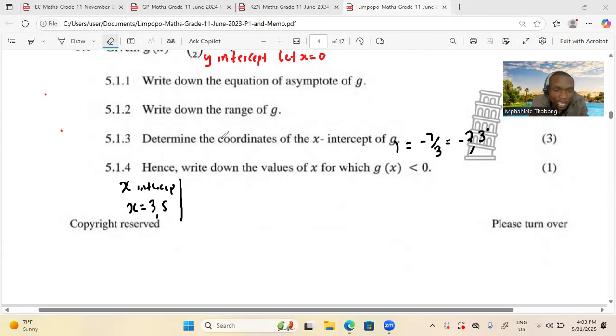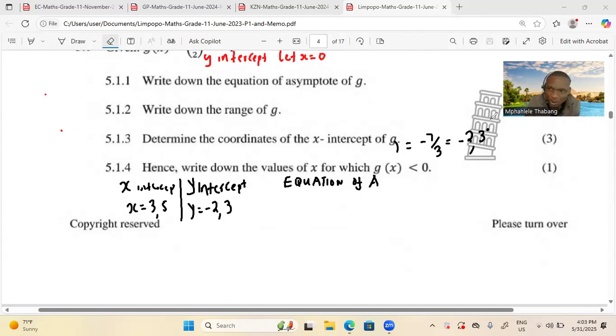So we found the x-intercept. Now let us talk about the y-intercept. What is my y-intercept? It's negative 2,3. And I said we also need the equation of the asymptote. I will just write A, because I am lazy to write in full. I will just say equation of A, referring to the equation of the asymptote.